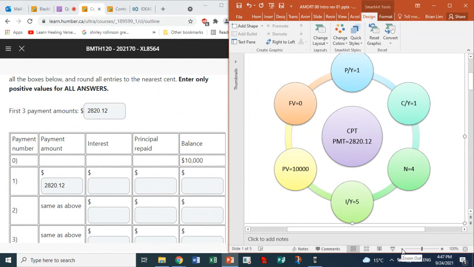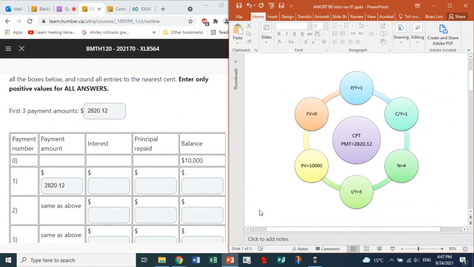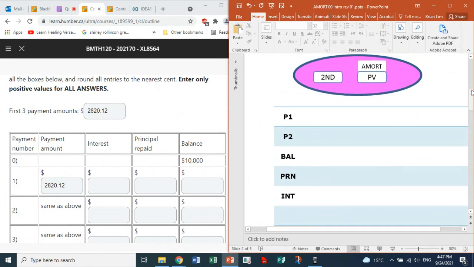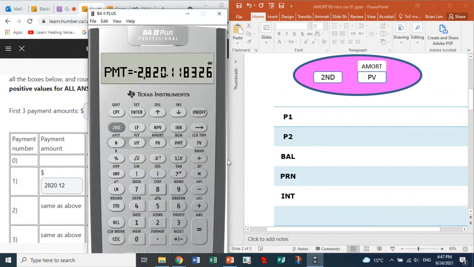Maybe make it a little bit smaller so we have some space to click off of the PowerPoint, and there is what will happen now. We will now use another feature on the calculator, which is the amortization. So it's showing you second PV. Let's clear there. And we go second PV, and you see AMORT, that's the short for amortization.